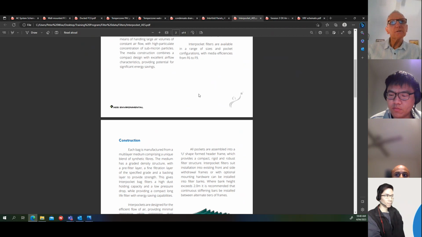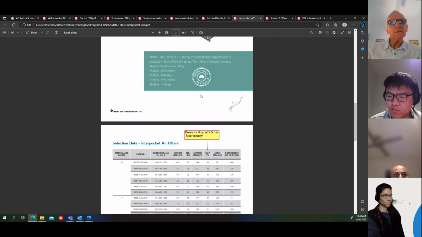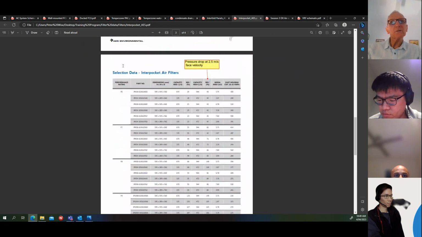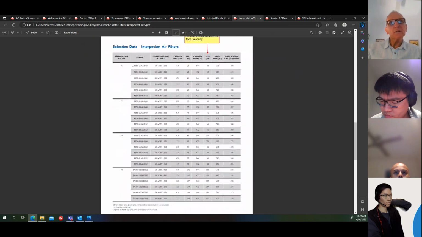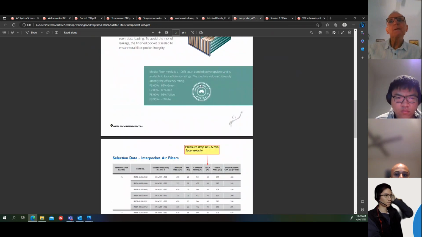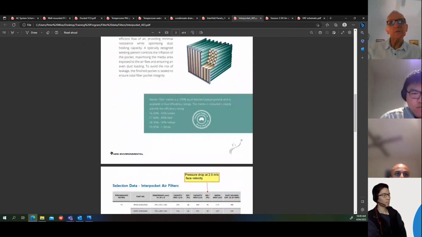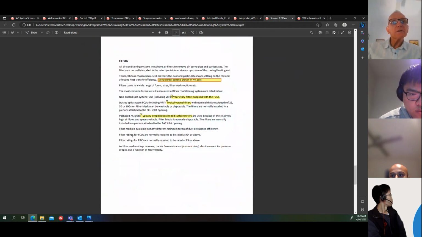In this case, the ratings for these are F6, F7, F8, F9. I think you can get an F5. It's not shown on this particular brochure, but mostly the F5 is not used in deep bed filters anymore, so they're going to the higher ratings. But the higher ratings obviously have higher pressure drops as well. So filter ratings for fan coil units are normally G4 or F5, as we saw there. And filter ratings for package units are normally required to be rated F5 or above.